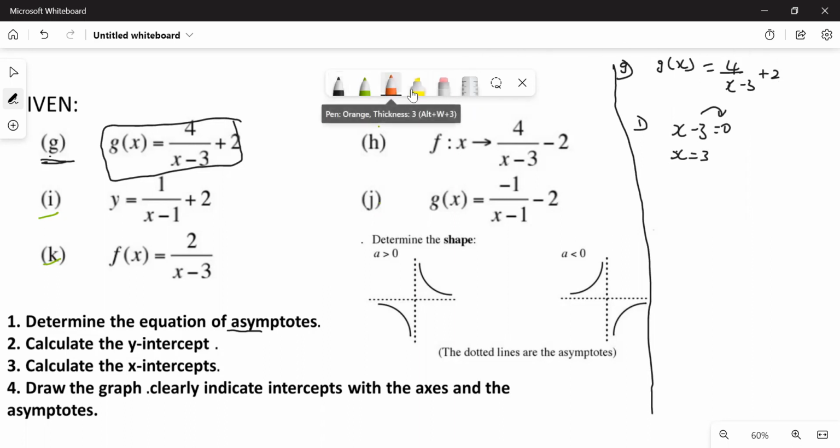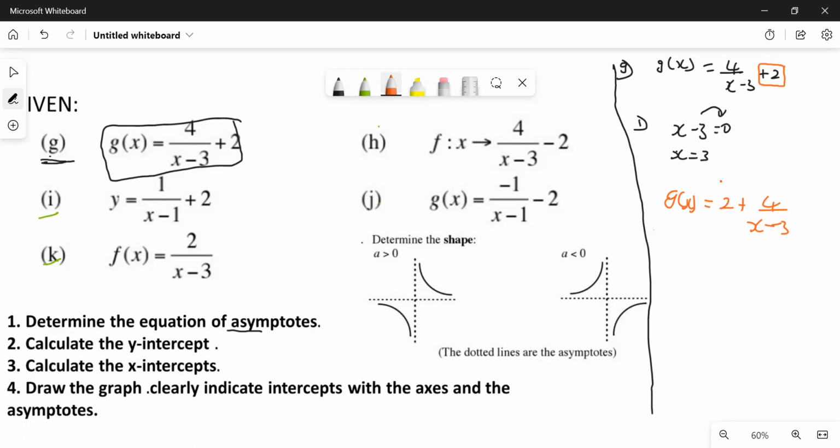Now we want to get Q here. What is Q? Q is the one which is not with the fraction. Any value which is not with the fraction is going to be our Q. In this case, we have plus 2. It's not with the fraction. The equation could have been written this way: G of X is equal to 2 plus 4 over X minus 3. What is our Q if they gave it to us this way? It's 2 again.